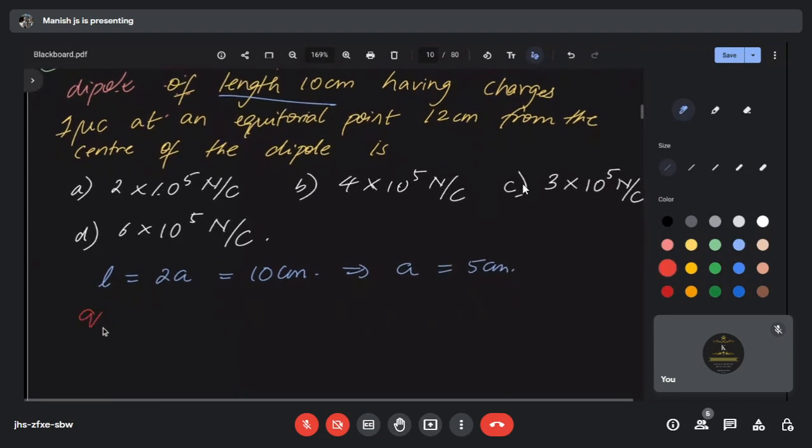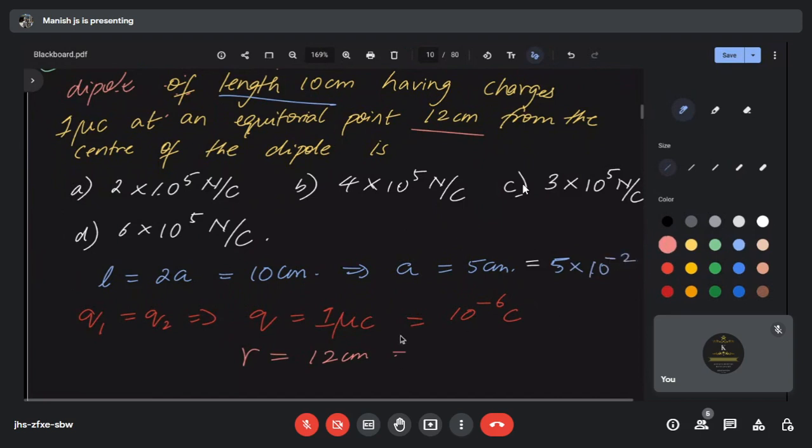Charges are given. Both the charges are equal, meaning q1 and q2 are the same, or you can simply say q itself is directly given. How much is that? 1 microcoulomb. 1 microcoulomb equals how many coulombs? It is 10 power minus 6, so 10 power minus 6 coulombs. The equatorial point distance is given as 12 centimeter, that means r is equal to 12 centimeter. Convert everything into meters. 5 centimeters in meters will be 5 into 10 power minus 2. Similarly r you also convert, 12 into 10 power minus 2. Convert everything into meters.